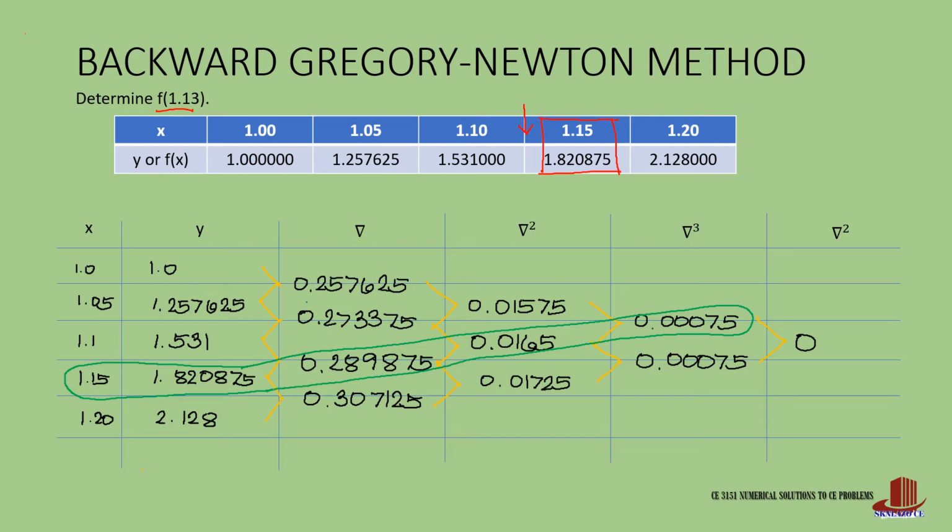Thus, for the first level nabla, we would have 0.289875, nabla squared is 0.0165, and that of the cube at 0.00075.